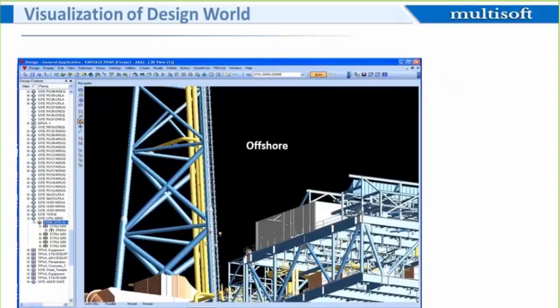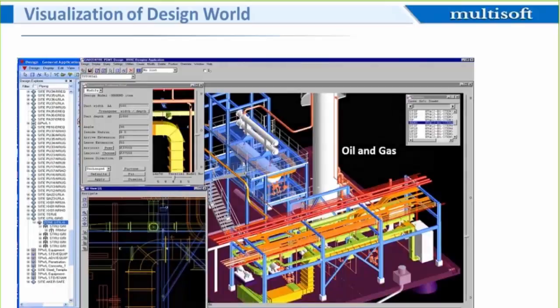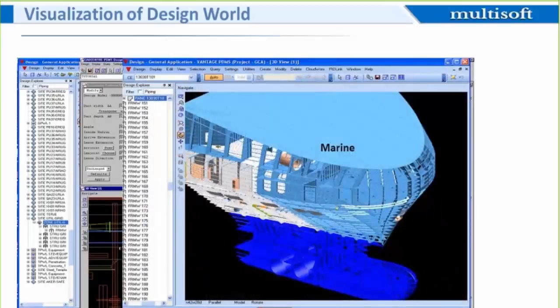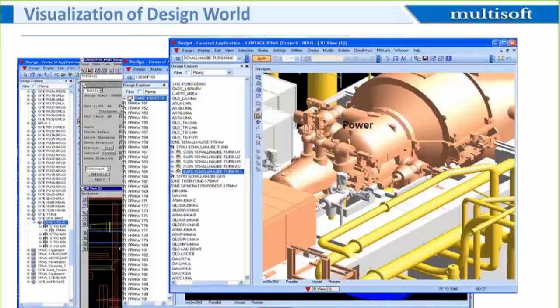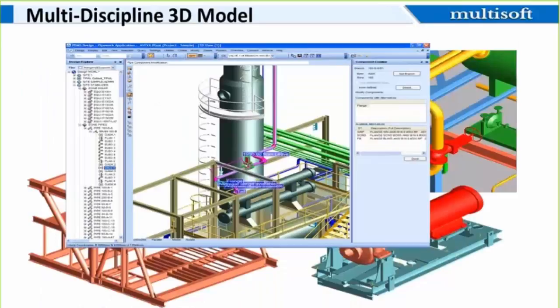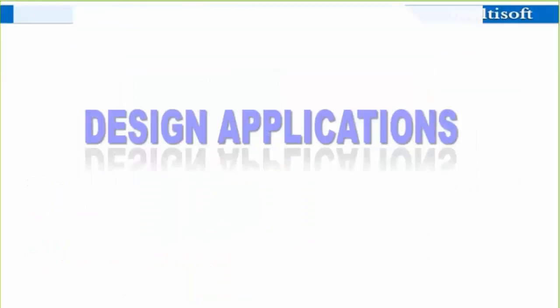Now PDMS as a software is widely used in the offshore industry, oil and gas industry, marine industry for shipbuilding, and power industry as well. Now, as informed in previous slides, PDMS is capable of simulating a multidiscipline 3D model with piping, equipment, civil structure, electrical, instrumentation, and all other significant parts of the plant. Everything, all the significant parts of a plant, can be modeled in PDMS using the design application. Now let us see a few of the design applications.